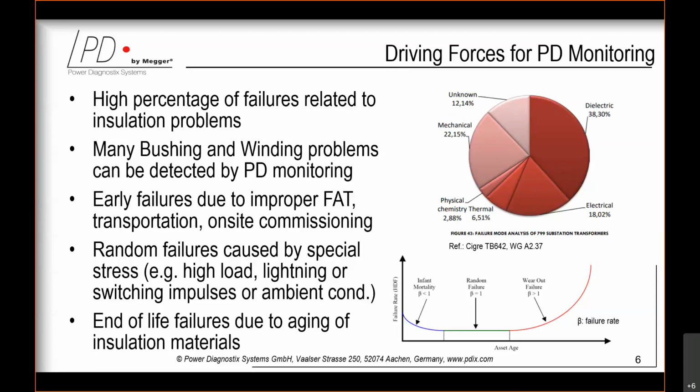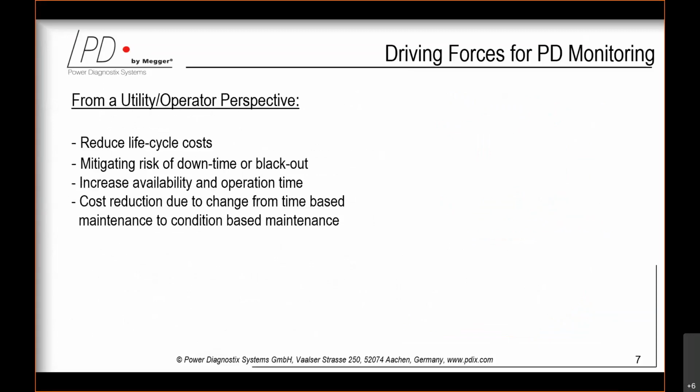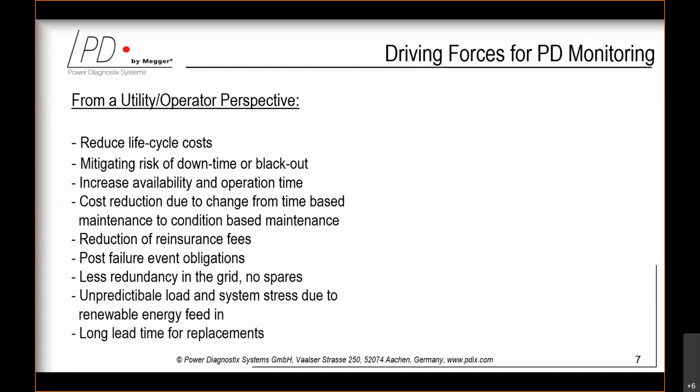Also, random failures caused by special stress, for example, with high load, lightning, or switching impulses or ambient conditions, they can be detected, as well as the end-of-life failures due to aging of insulation materials. So looking at either monitoring or regular checkups from a utility or operator perspective, if you look at your asset with the PD monitoring system or with the PD measurement system in general on a regular basis, you can reduce your life cycle costs by knowing that your asset is not in a risk of downtime or blackout.